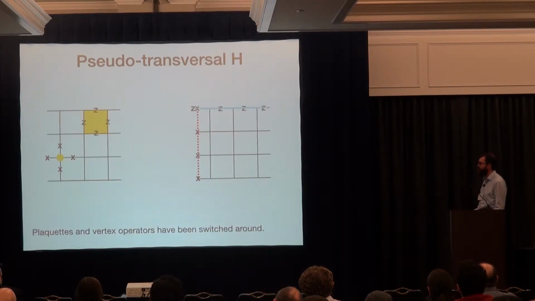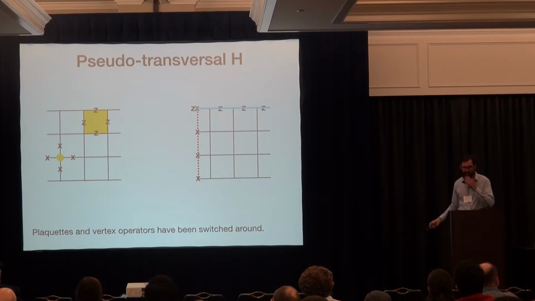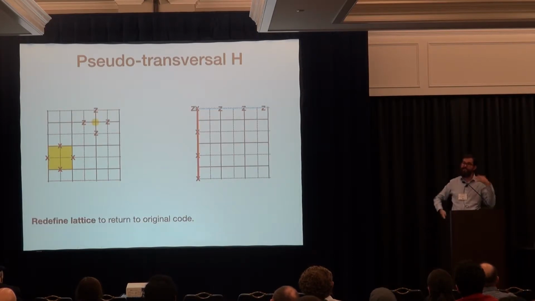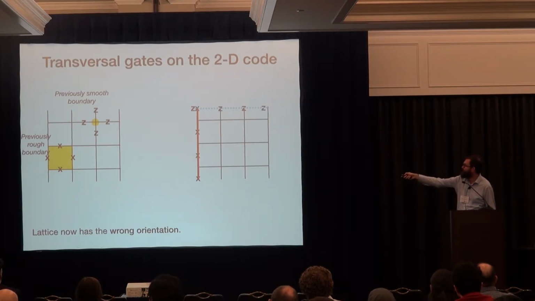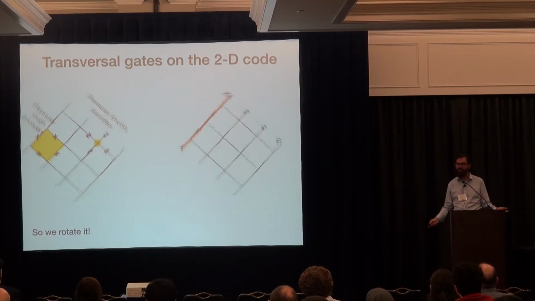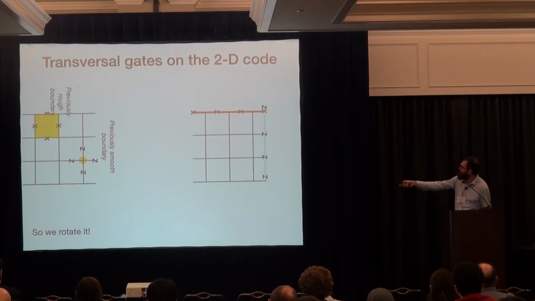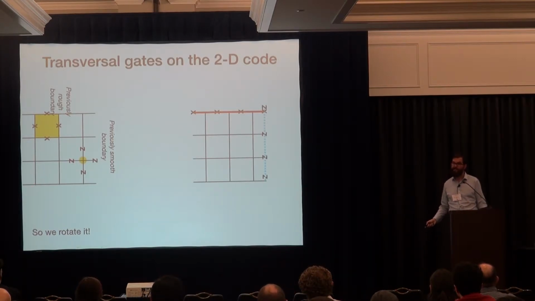So initially, our plaquette operators were X operators, and our vertex operators were Zs. But now we've applied this Hadamard gate, this has been switched around. But this is easy to fix by just redefining our lattice, switching to a dual lattice, and now we've recovered a code with the same definition as before. But by making that change, our rough and smooth boundaries have switched around. Now we've got the rough boundary on the top and the smooth boundary down the side. So how do we fix that? Well, a very simple way, just rotate the code. And now we're back to the form of the original code, and we see that we've realized a logical Hadamard gate.